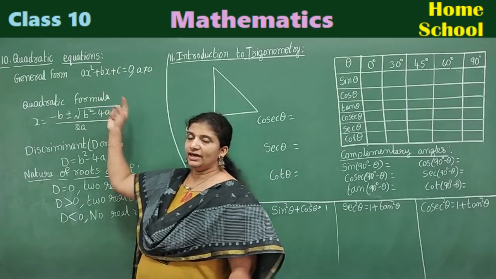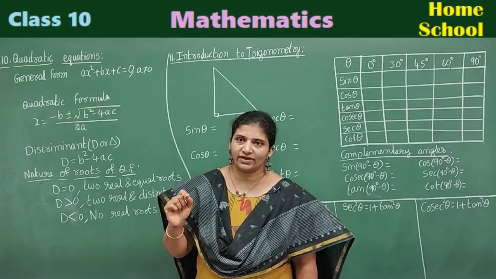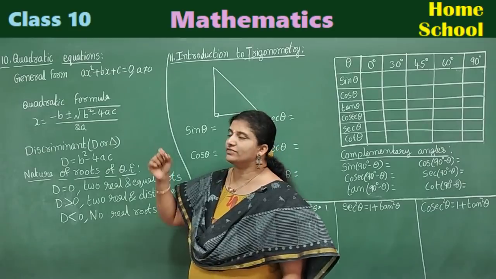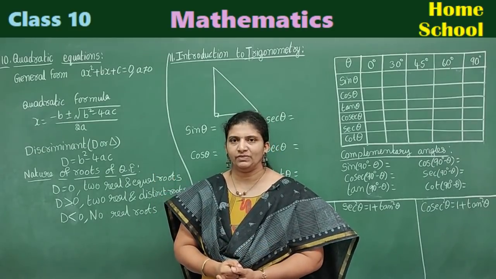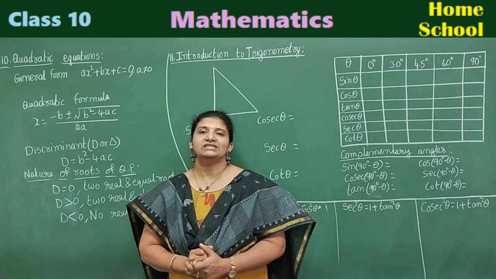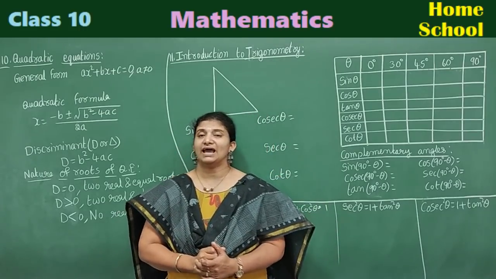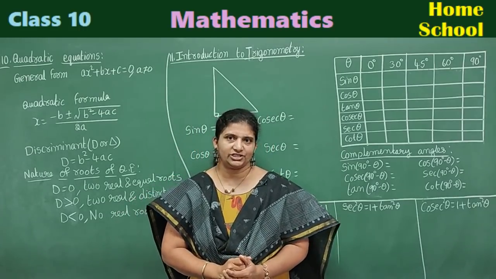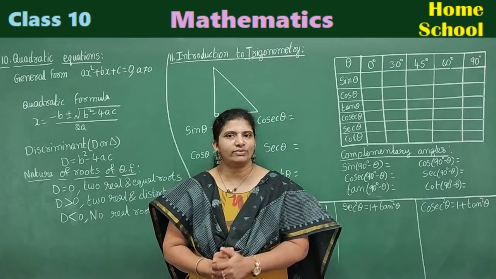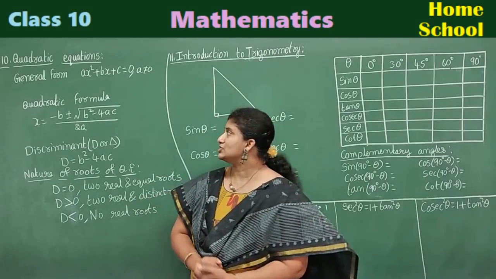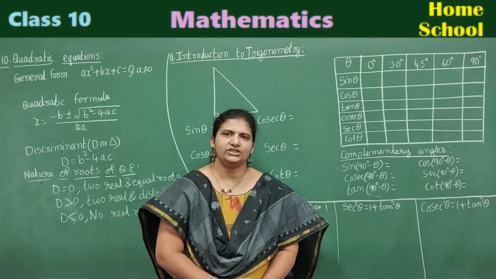Here a is the coefficient of x square, b is the coefficient of x, and c is the constant term. Most of the questions may ask you to write the standard form of a quadratic equation: ax square plus bx plus c equal to 0, where a cannot be equal to 0. Next, solving the quadratic equation.